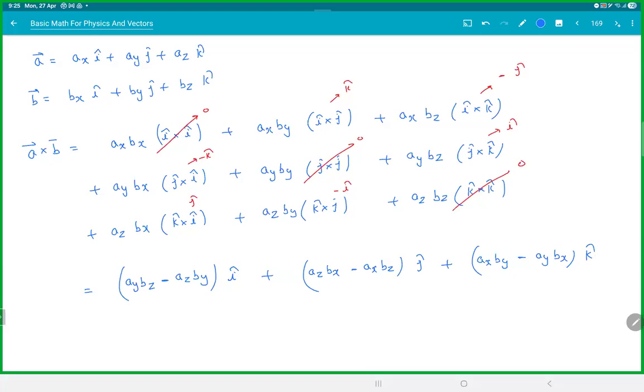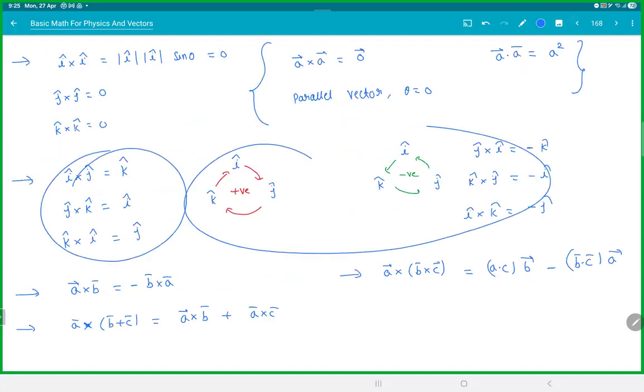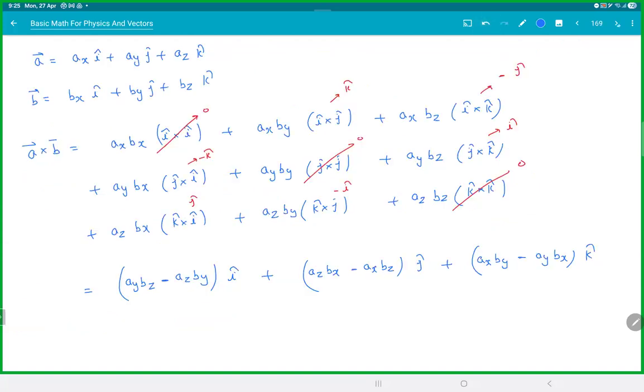Clear with this? This is one way to handle this. But for this, you need to know what is i cross j, j cross k. You should know this stuff. In case you forget, like I showed you, you can put x, y, z and rotate and check the directions anytime.